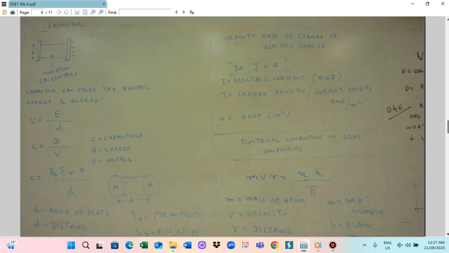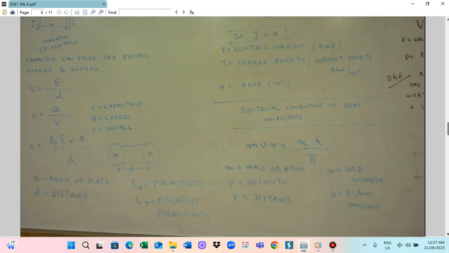Electrical conduction in semiconductor. As this says, we are talking about the general formula of the atom. When the atom retains potential energy, to move the atom's electron from one place to another, you have to spend force. The force multiplied by distance gives you the energy. So this is the generalized formula.